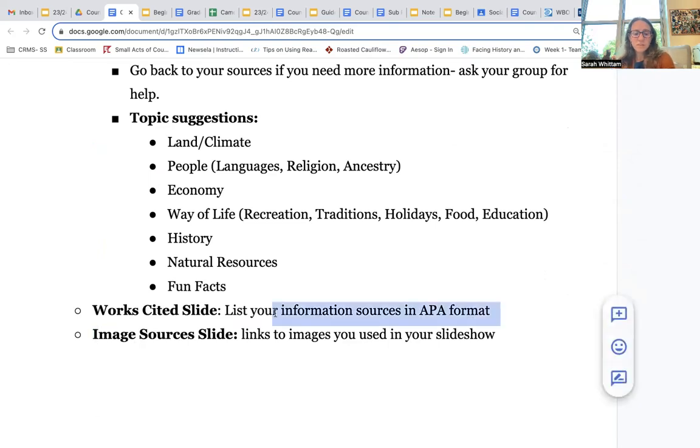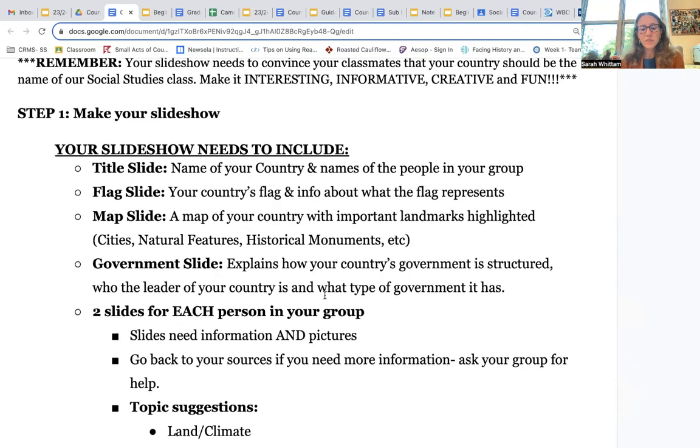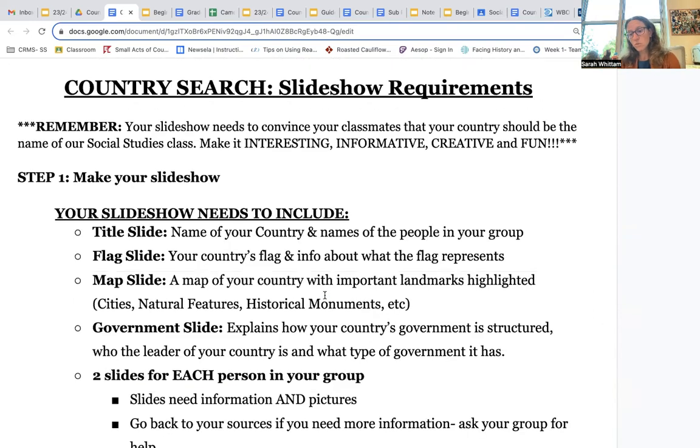This is super important. The image sources slide. If you are using images, you need to have a slide that has links to all the images that you used in your slideshow. Okay, you don't have to create a citation, but you just need to have all the image links.